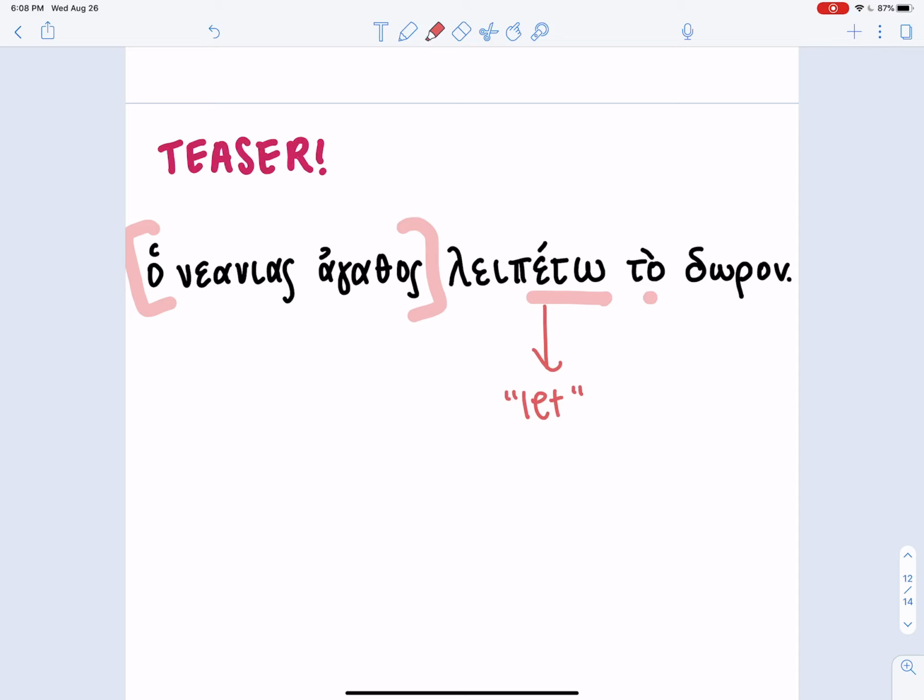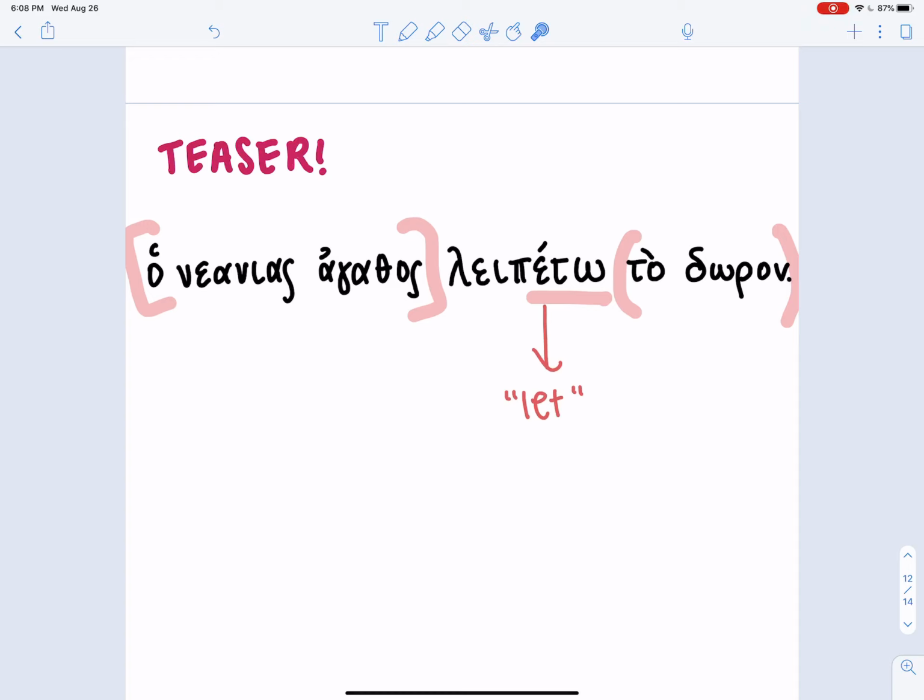Now ta doron, that ta tells us our gender, right? So the ta is neuter, the neuter definite article. And we know about neuters that when we have a neuter noun, adjective, definite article, whatever, the nominative and accusatives are going to look the same. So ta doron is going to be our direct object. Now let's go through and translate. Lepo, we just learned, means to leave behind.